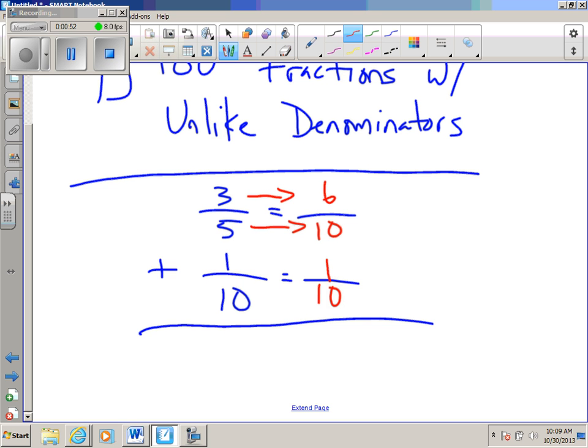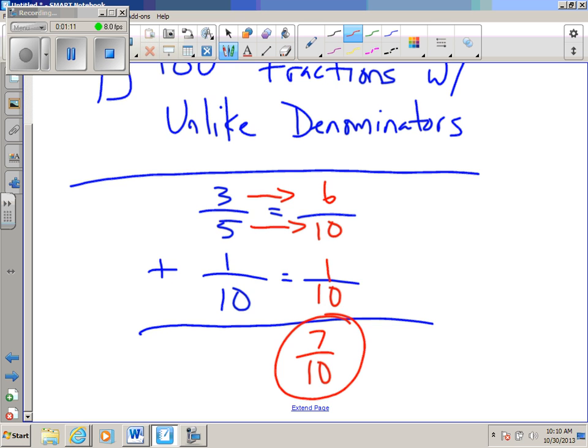Now we've got it set up. 6/10 plus 1/10. Does it need to be simplified, or are we good? We're good. Okay? So we want to convert to the common denominator. From there, we can add and subtract. Okay?